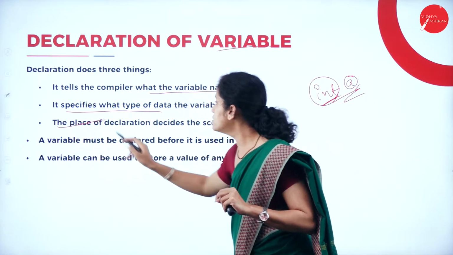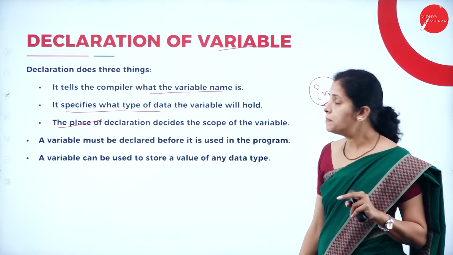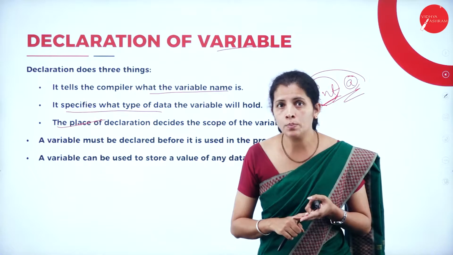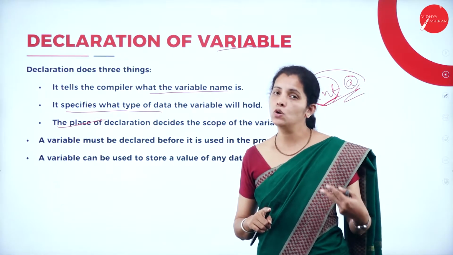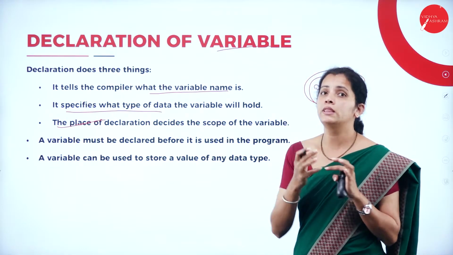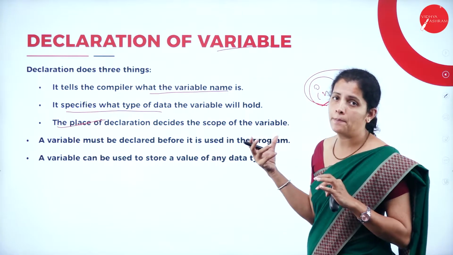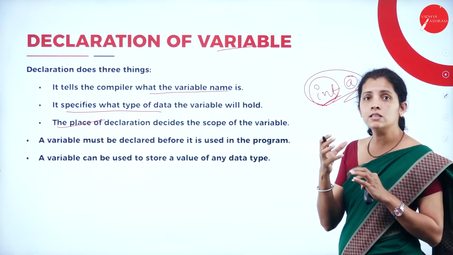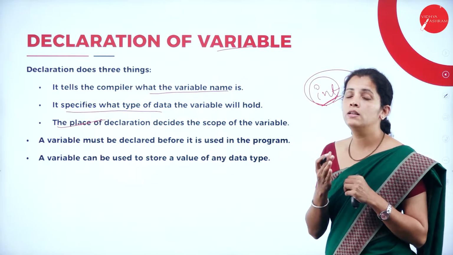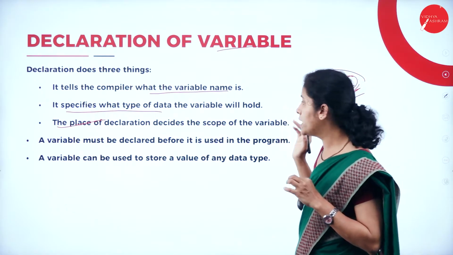Then the place of declaration decides the scope of the variable. For example, there are two types of variable scope, that is local variable as well as global. So dear student, what is local here? Here local is nothing but within the block. Then what about global? That is throughout the program. So if variables are accessed within the block, then it is a local variable. Then what is global? Variables accessed throughout the program are called global variables.